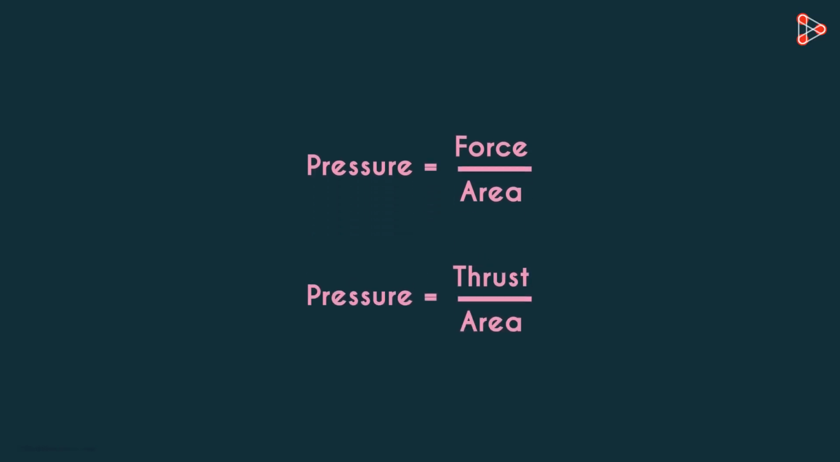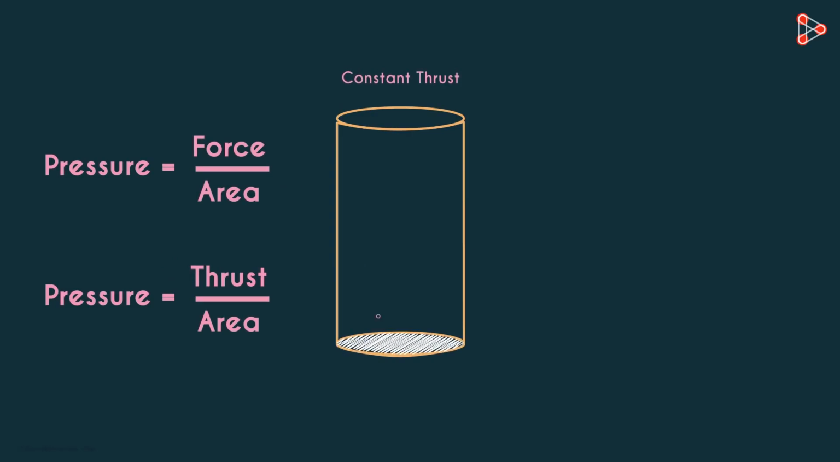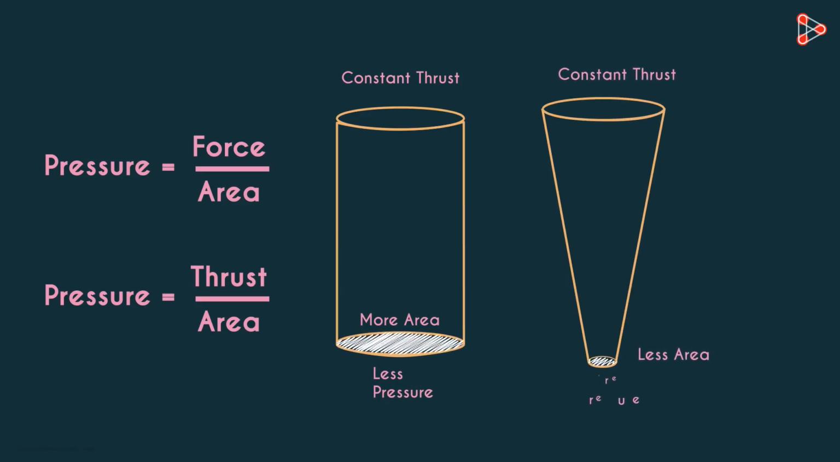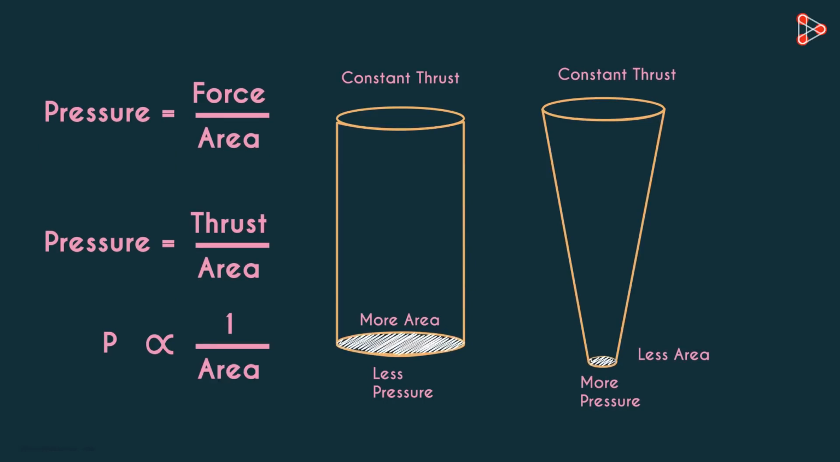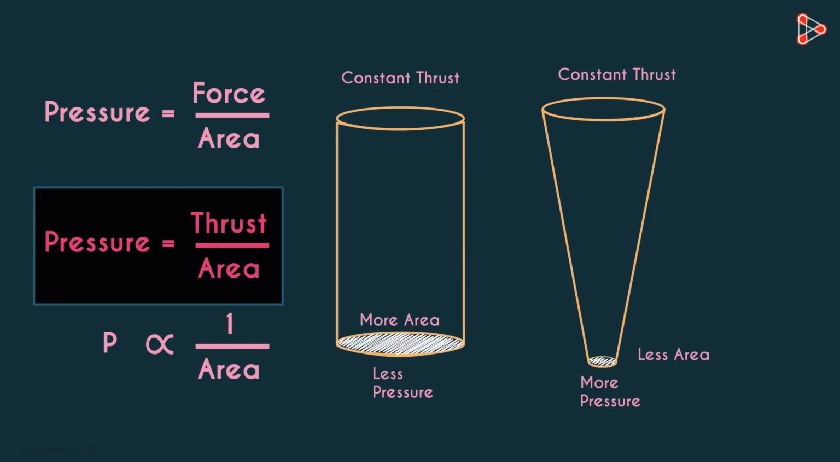Pressure is nothing but the force per unit area. If we're talking about thrust, it would be thrust per unit area. If the thrust is constant and the area is more, then the pressure will be lesser. And if the area is less, then the pressure will be more. Pressure is inversely proportional to the area on which the thrust is applied. Now we can understand the two situations in terms of this formula.